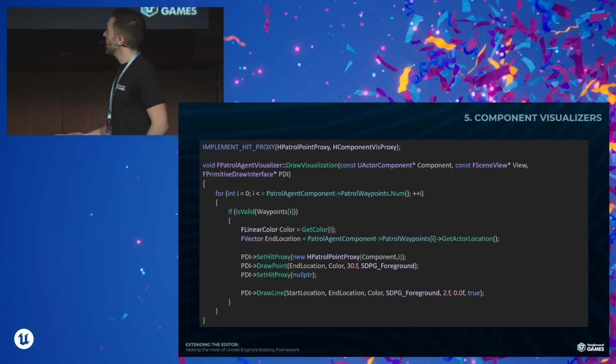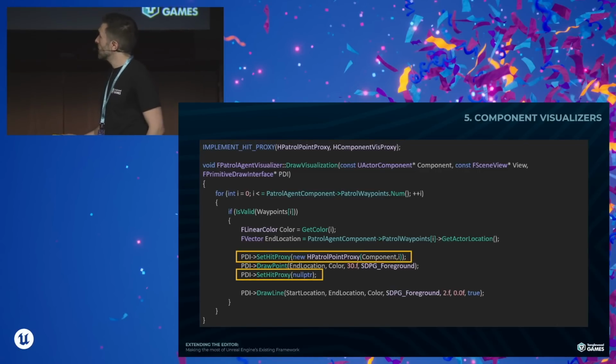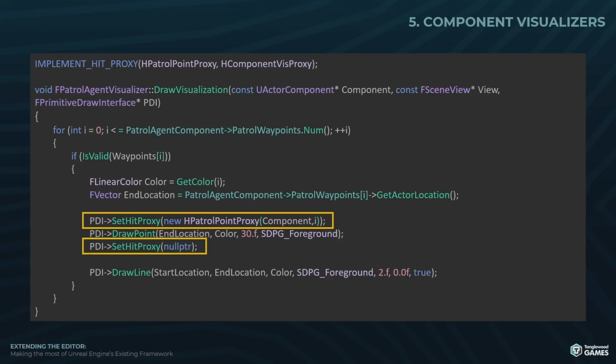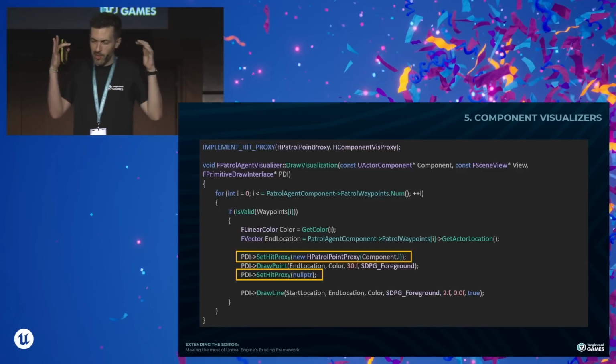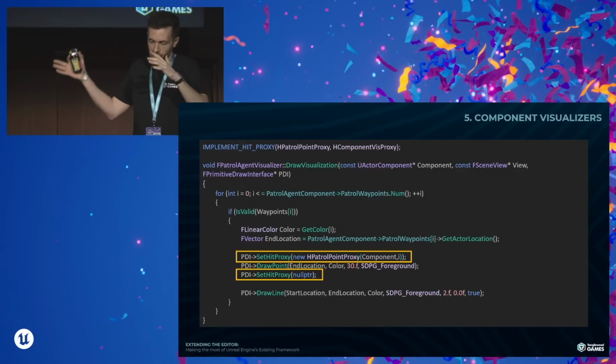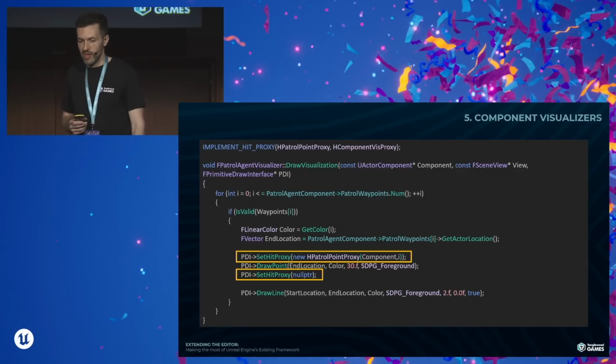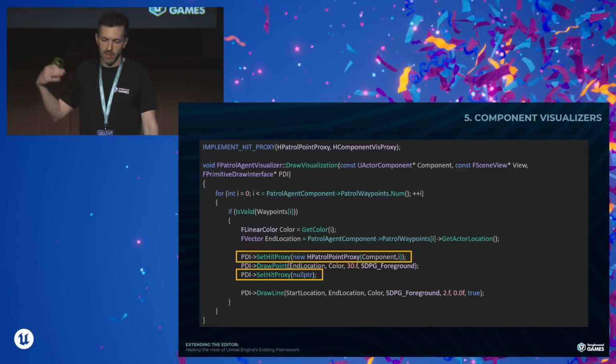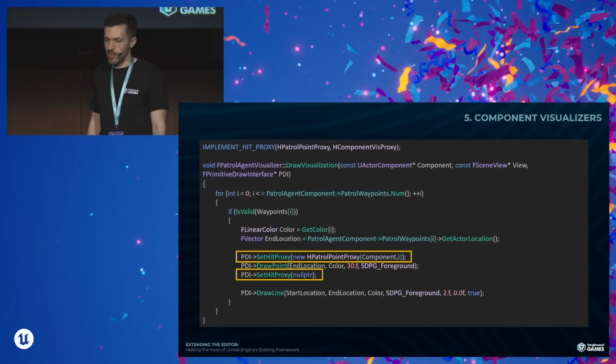So the way we declare a proxy is by wrapping any elements that we are drawing and saying this is something that I want to make clickable. So we have to create a new proxy from the type we just created before we start drawing, and whenever we finish, we just set that proxy to null.